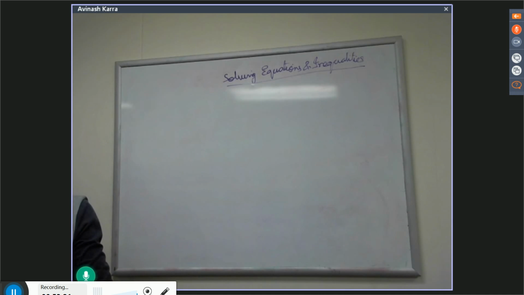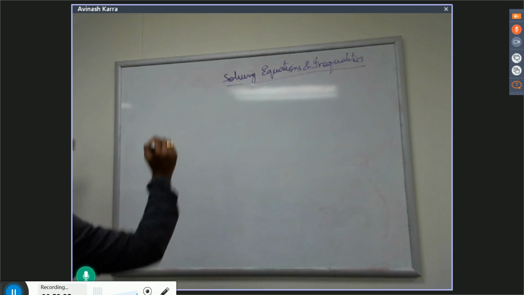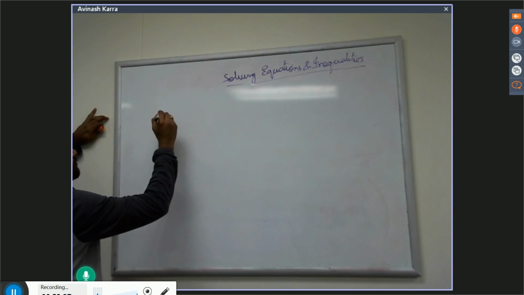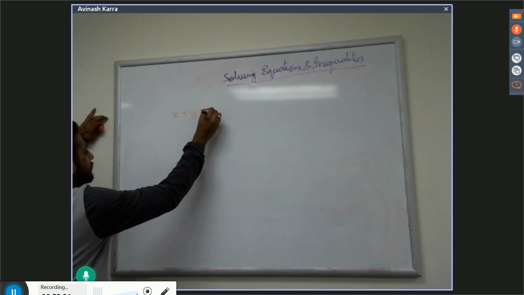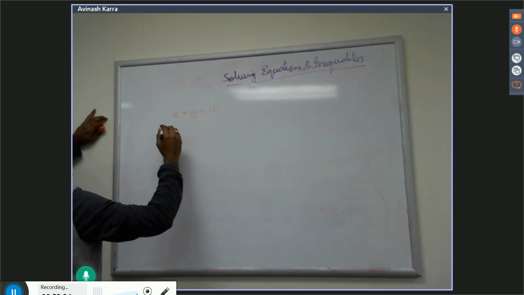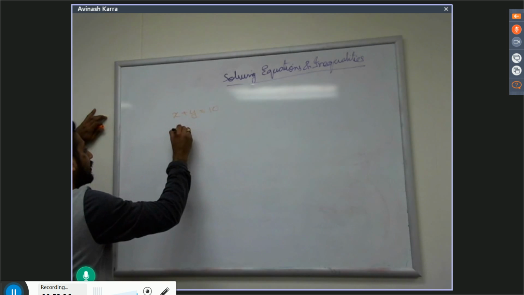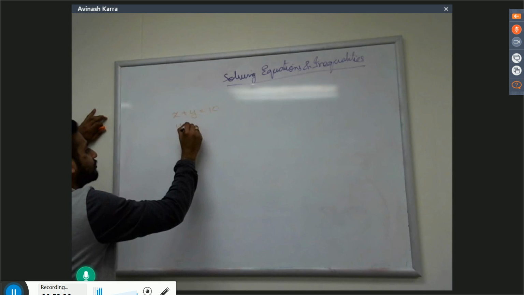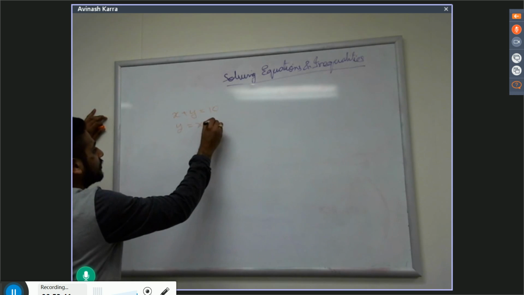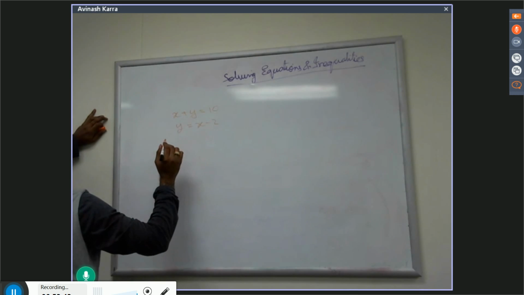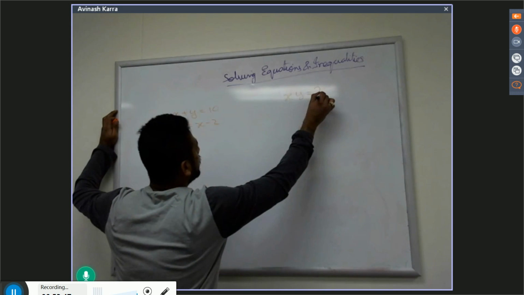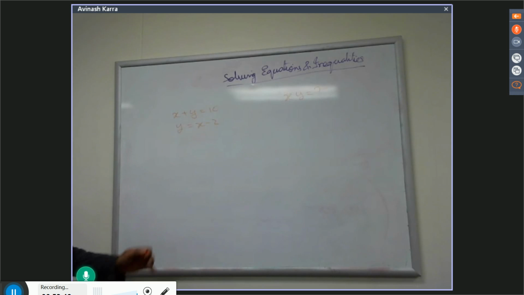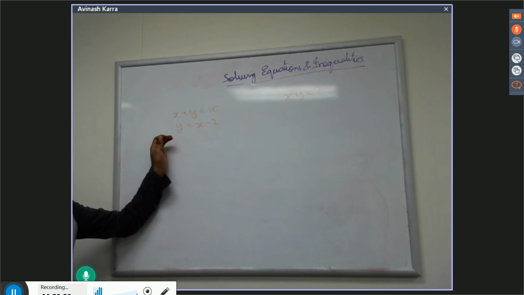Now I'm doing example 27. What is it? x plus y is equal to 10, y is equal to x minus 2, and they're asking the value of xy. Do you guys know how to do this?